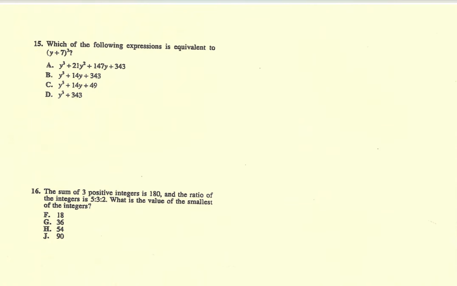Number 15. Which of the following expressions is equivalent to y plus 7 to the third power? All right, so this right here means we have triplets. We have 3 of them. So we've got to say y plus 7, y plus 7, and y plus 7. All right, let's take them 2 at a time. Let's take the first 2 and multiply those together. That's using your FOIL or your distributive property.